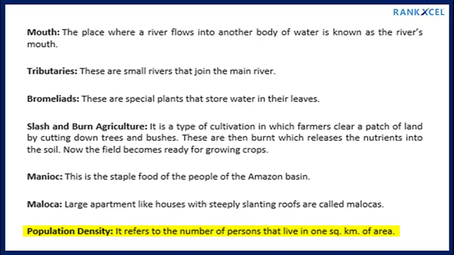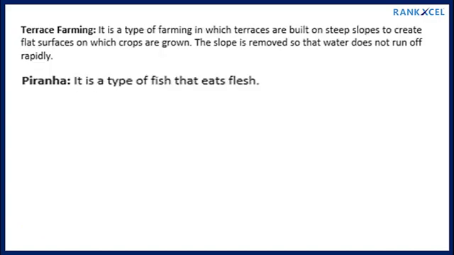Population density. It refers to the number of persons that live in 1 square kilometer of area. Terrace farming. It is a type of farming in which terraces are built on steep slopes to create flat surfaces on which crops are grown. The slope is removed so that water does not run off rapidly. Piranha. It is a type of fish that eats flesh.